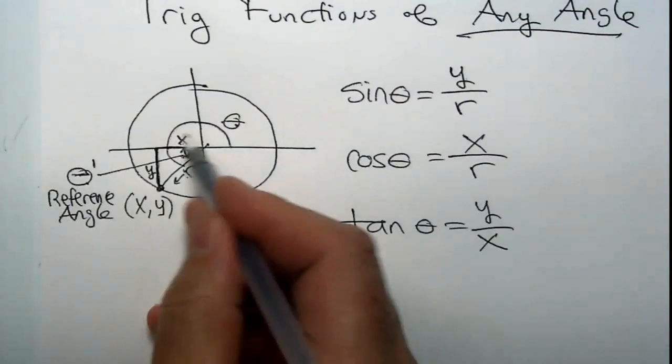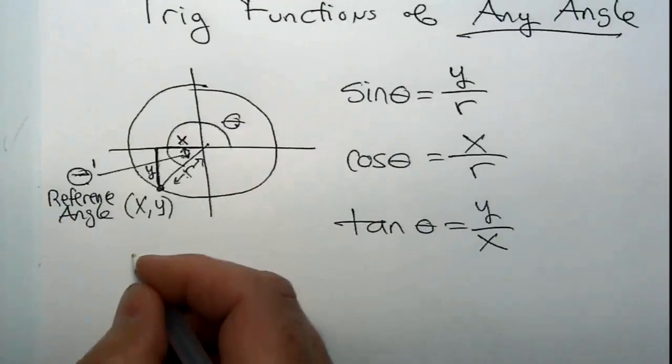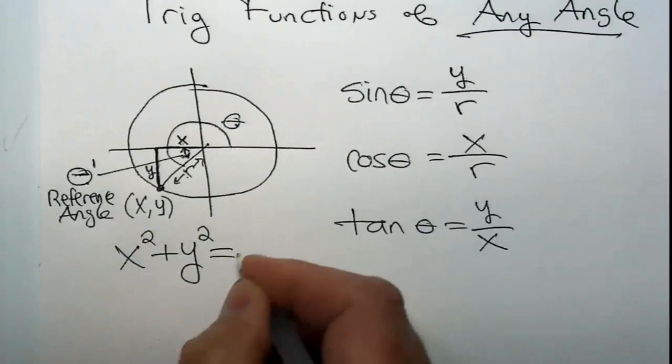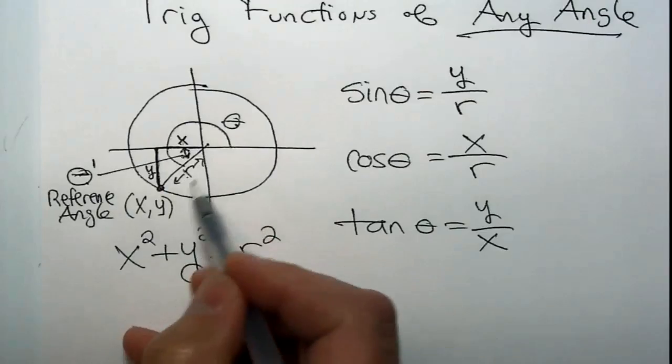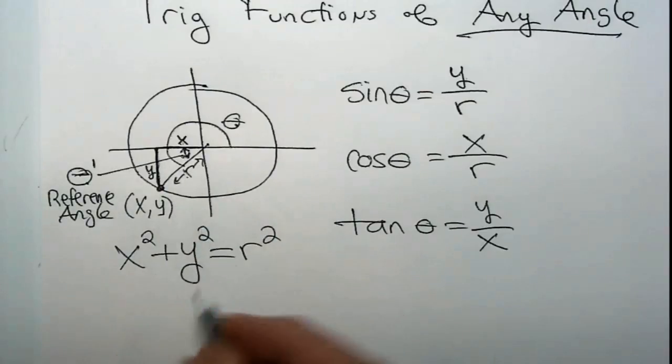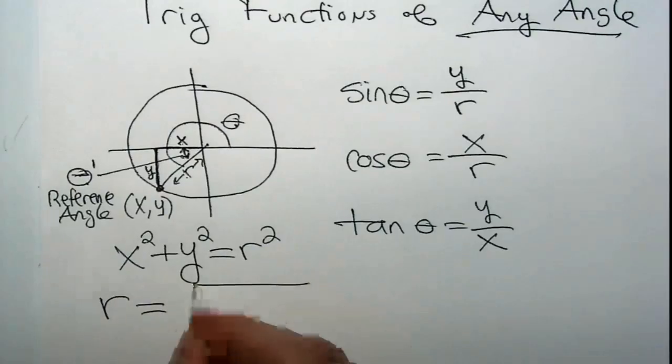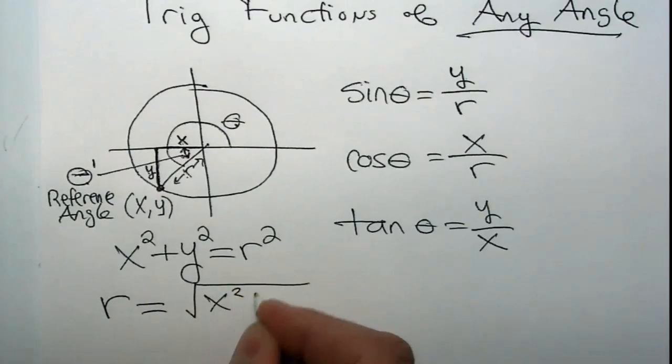Also, take a very close look at this little triangle here, and you should realize that x squared plus y squared should be equal to r squared if the Pythagorean theorem says so. And that means that if you're ever missing the radius, you can always compute it as the square root of x squared plus y squared.